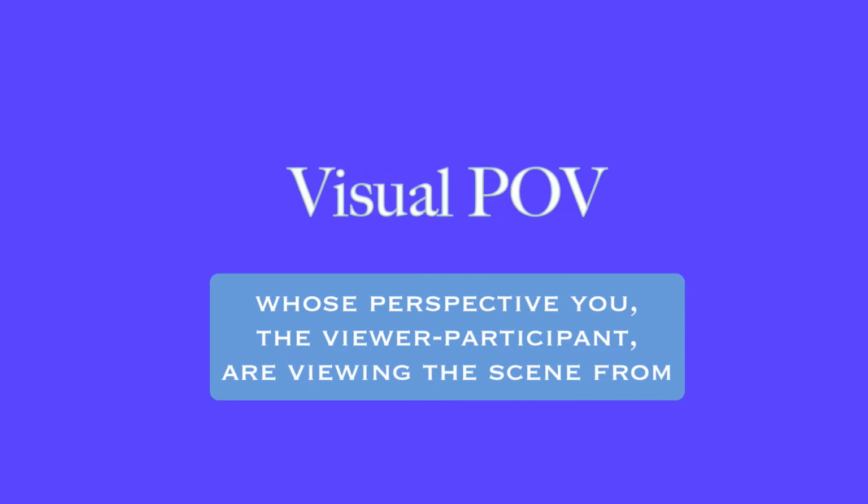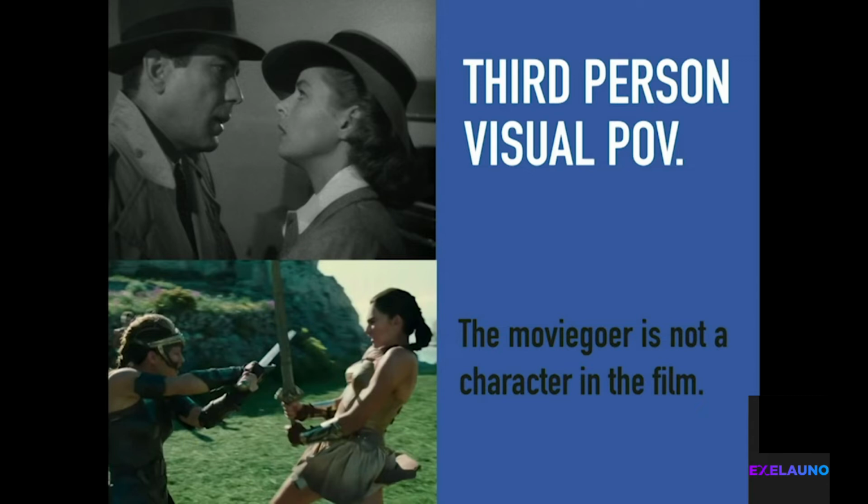visual point of view. So what's that about? Well, most movies, from Casablanca to Wonder Woman, are filmed in the third-person objective visual point of view. This means that the moviegoer is not a character in the film. So even though the guy sitting behind you at Endgame is dressed as Captain America and saying all of his lines, he's still not in the movie, if only he knew that.